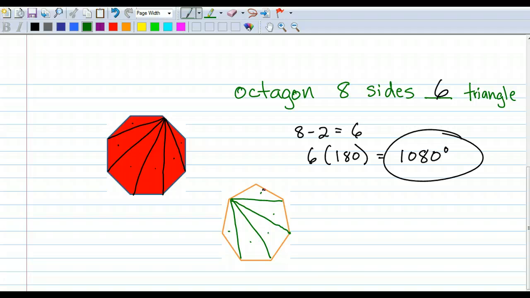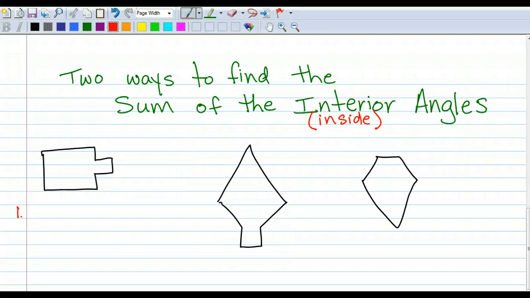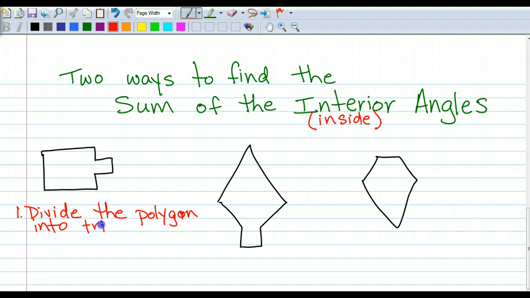Okay, so there are 2 ways to find how many degrees are in polygons. There are 2 ways to find the sum of the interior angles. That's the formal way to say it. Basically, how many degrees all of the angles add up to. The sum, which is addition, of the interior angles, the angles that are on the inside of the polygon. One way is to divide the polygon into triangles.